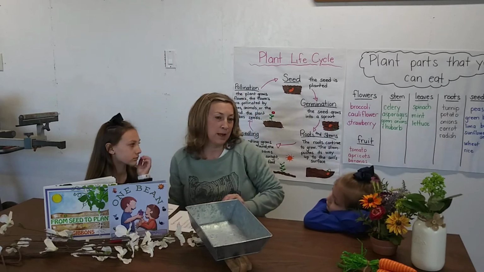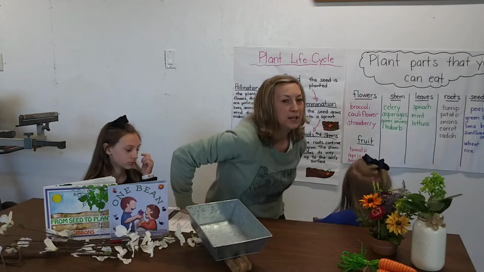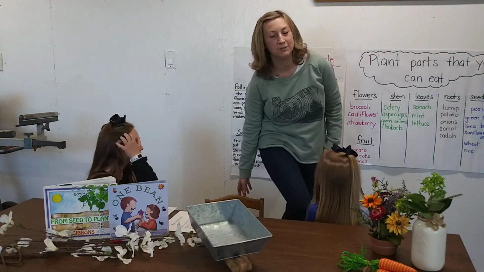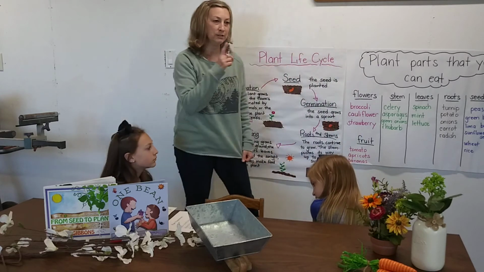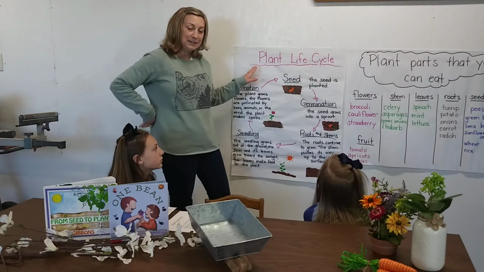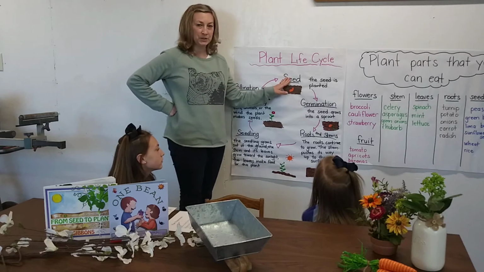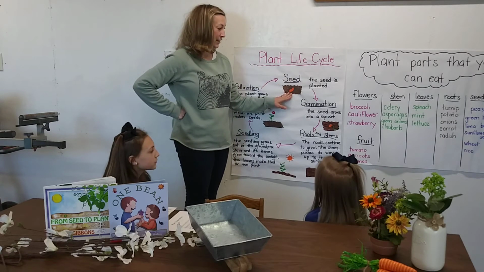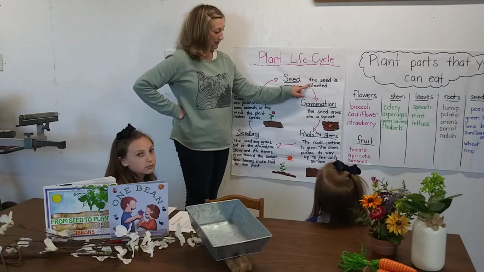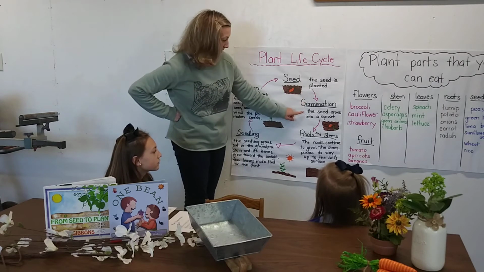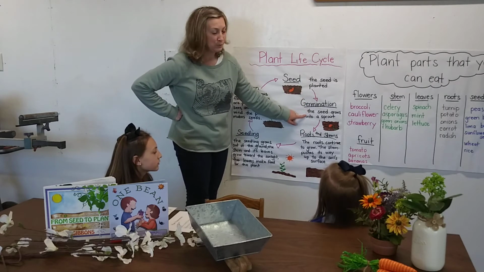We're going to talk about the life cycle of a plant. As we've been talking about other life cycles, we know that it goes around and around in a cycle. The plant does the same thing. It starts with the seed. The seed is planted. We get to germination. The seed grows into a sprout.